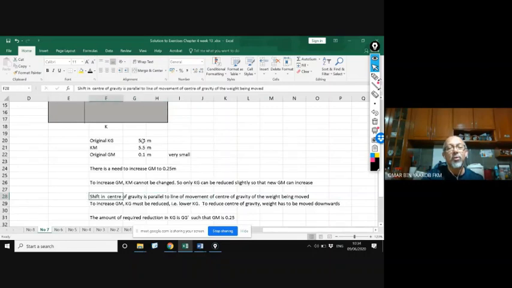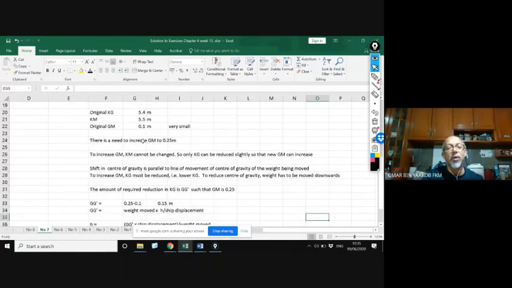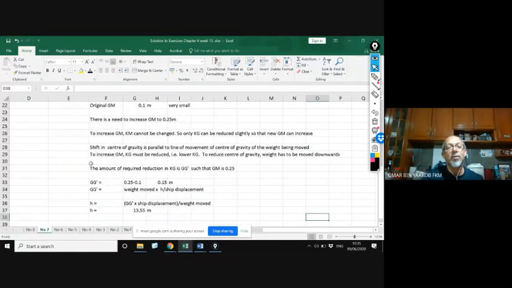So when you want to shift the center of gravity, you move the weight. If you want to shift it down, you move the weight down. If you want to move the center of gravity up, you move the weight up. You want to move the center of gravity to the right, you move the weight to the right. So in this case, to increase GM, KG must be reduced, lower KG. So to reduce the center of gravity, the weight has to be moved downwards. Remember that. So how much movement is required?